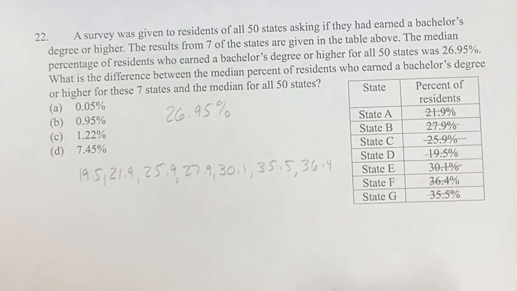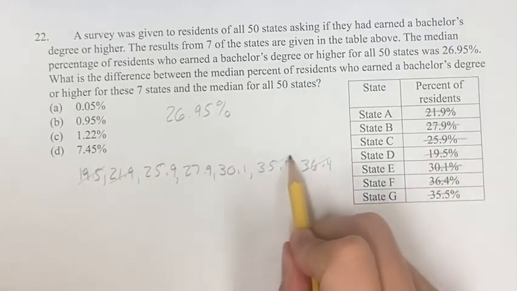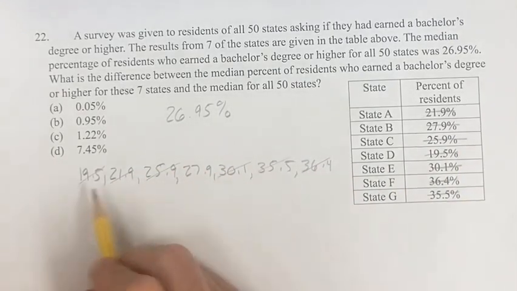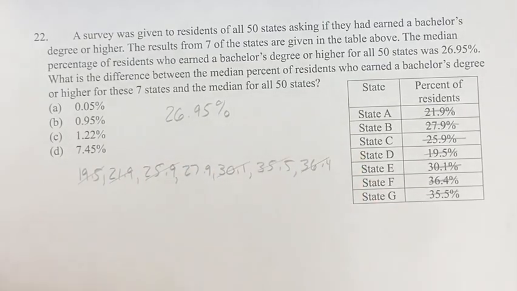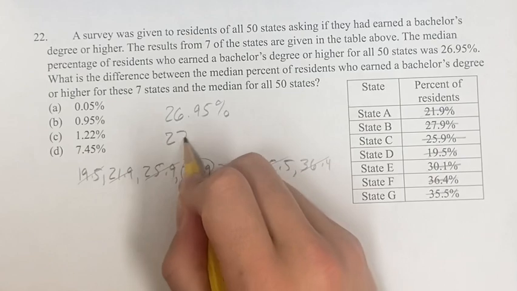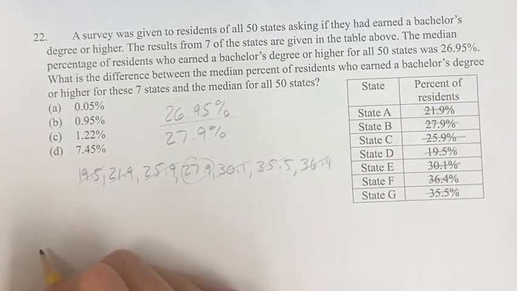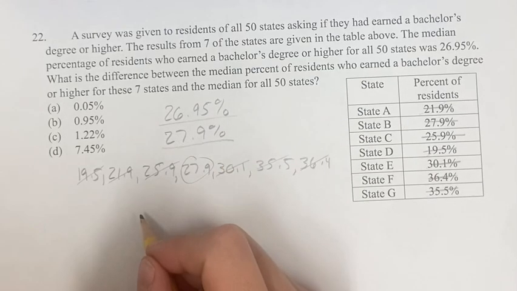So what is the median of this? Well, if we cross off 1 from each end and keep doing that, we will get the middle value of the increasing list, and the middle value is the median, so the median is 27.9%. So for all 50 states, it's 26.95. For just the 7, it's 27.9.